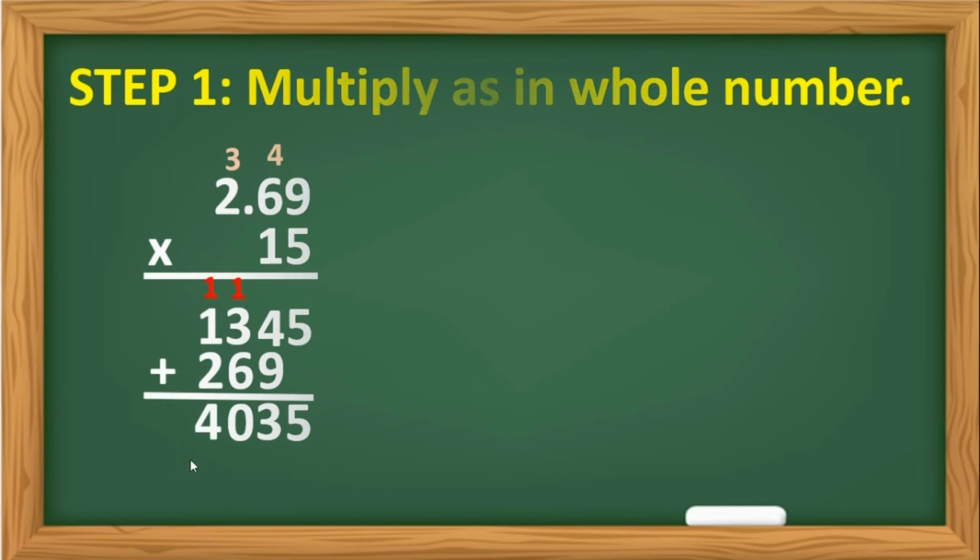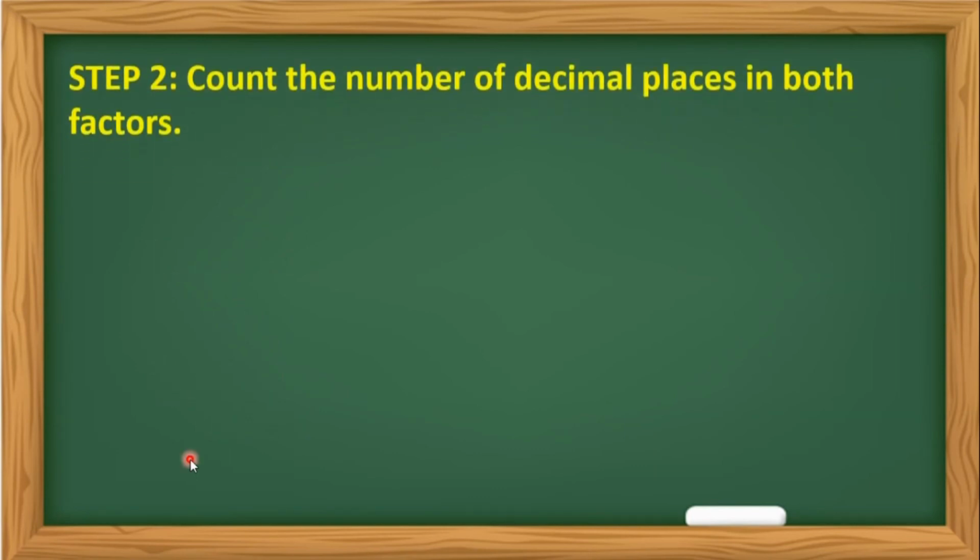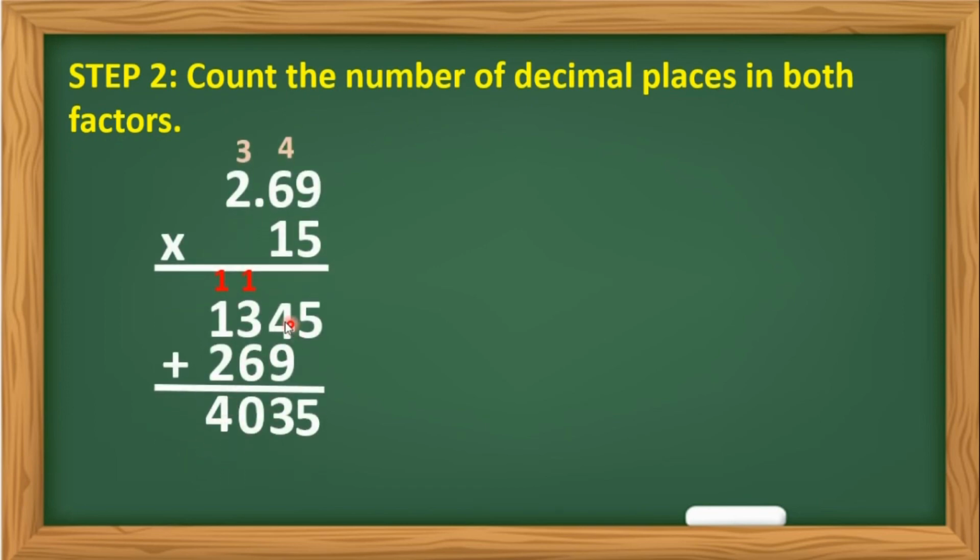Okay, pangalawang step, we have to count the number of decimal places in both factors. Bibilangin natin. So, as you can see here, ang ating multiplicand ay meron siyang 2 decimal places. Ang bibilangin natin pag sinasabing decimal places, yung number of digits doon sa rightmost part ng decimal point. Ibig sabihin, lahat ng digits under ng decimal part. So, hindi kasama, not included, ang whole number part.